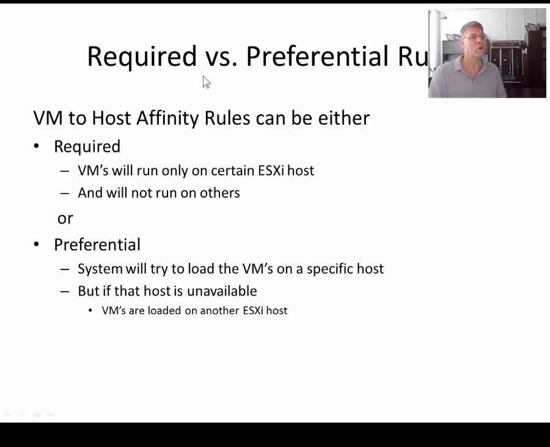We have something called a required versus a preferential rule. If we look at the VM to host affinity rules, we can see that they can be either required or preferential. If an affinity rule is required, that means the virtual machines will only run on a certain ESXi host, and they won't run on any others. Conversely, a preferential rule is where the system will try to load certain virtual machines on a specific ESXi host, but if that's not possible, then the virtual machines will be loaded on another ESXi host.